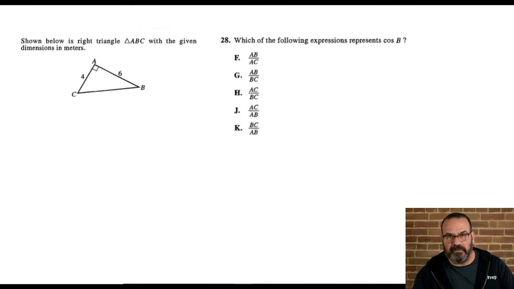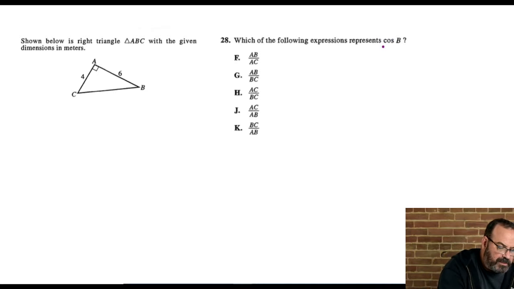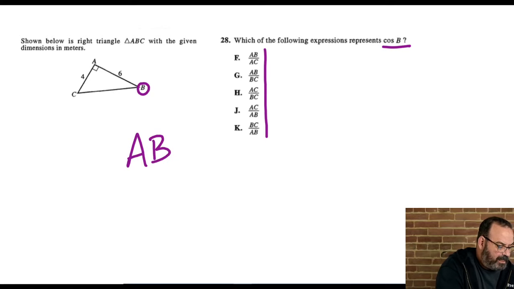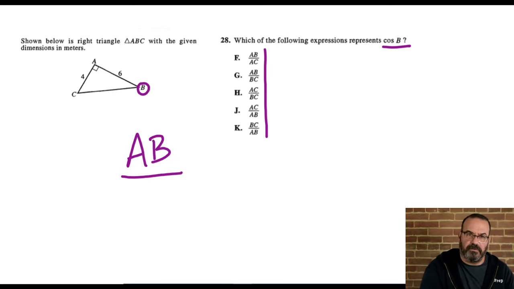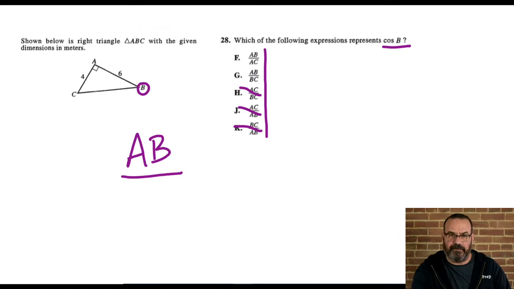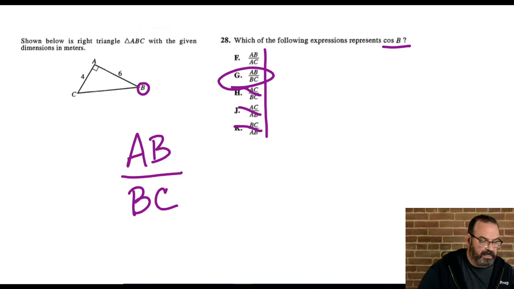All right, let's do some problems from the ACT, and this one reads, shown below is the right triangle ABC with the given dimensions. Which of the following expresses the cosine of B? So here is B. The cosine is the adjacent side, and notice how they don't even use the 4 or the 6. I don't know why they put them in there. The adjacent side is AB, and that's going to be over the top. One of the things I like to do is look at answer choices. BC is wrong, AC is wrong. Here we got AB, so it's down to 50-50, and then the hypotenuse is BC, which is answer choice G.